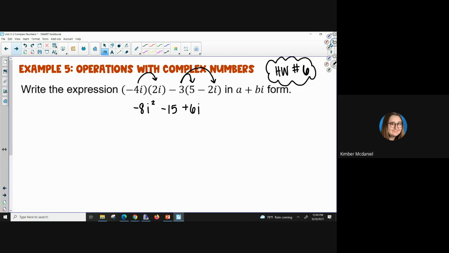Now, what do we need to replace at this point? Yeah, with what? Right, so we're going to replace i squared with negative 1. We're going to bring everything else down. And then what do we need to do now that we've replaced i squared with negative 1? Yeah, we're going to distribute or multiply negative 8 times negative 1, which gives us positive 8 minus 15 plus 6i. And I want you to take 2 seconds, combine like terms, and write our final answer.